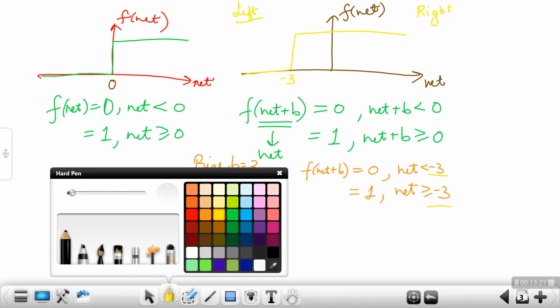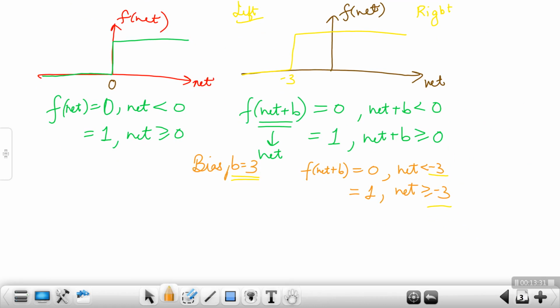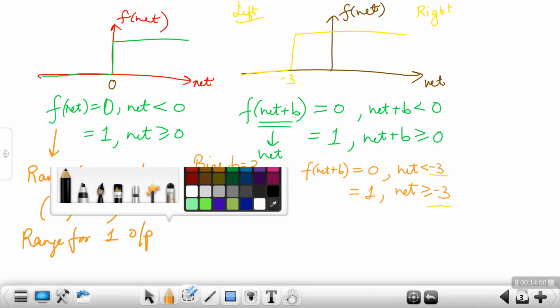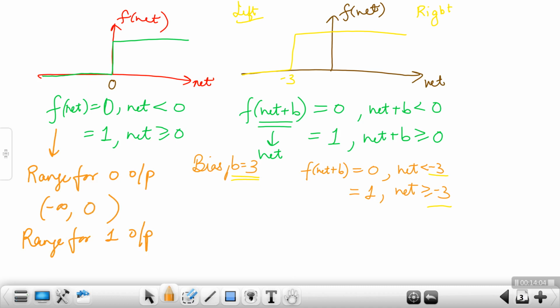What is the range of this particular function? The range for 0 output was minus infinity to 0, and the range for 1 output was 0 to plus infinity. When I use round brackets, I hope you know that the endpoint is not included, so 0 is not included in the first range. Here 0 is included, so I put a square bracket. Infinity is never included. So this is the range for 0 output and the range for 1 output for this normal TLU function.